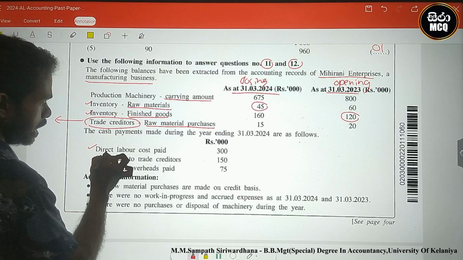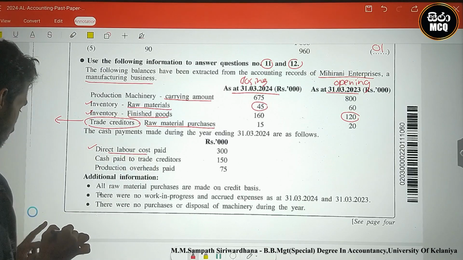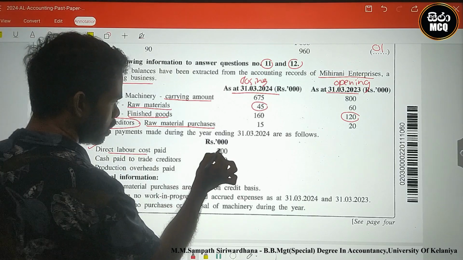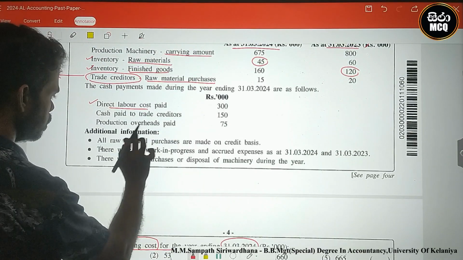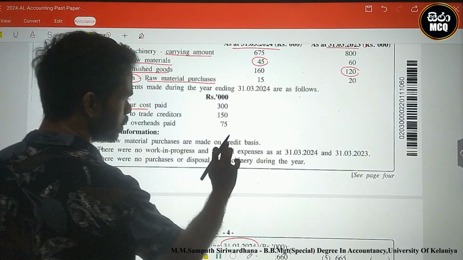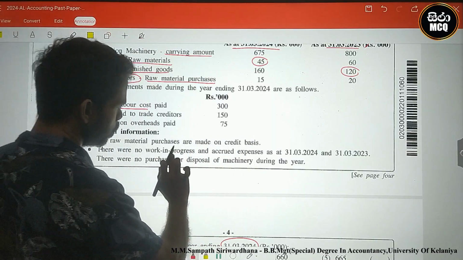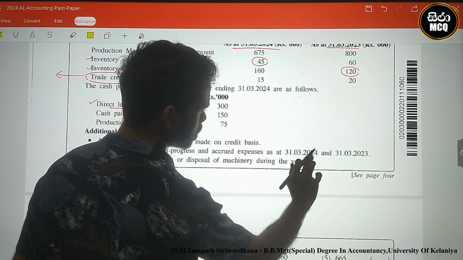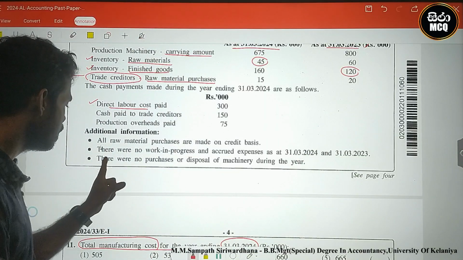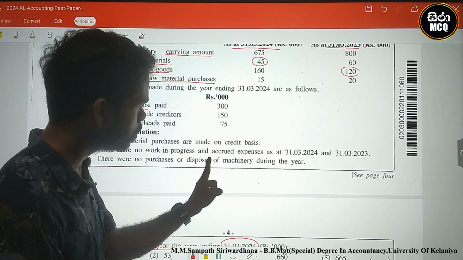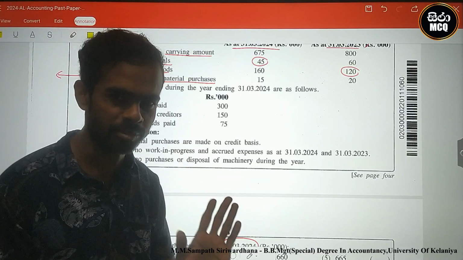Direct labor cost. Look here, direct labor cost 300. There is no impact to direct labor cost. All raw materials are purchased on credit. There is no work in progress or accrued expenses on 31st March 2024 and 31st March 2023. There were no purchases or disposals of machinery during the year.